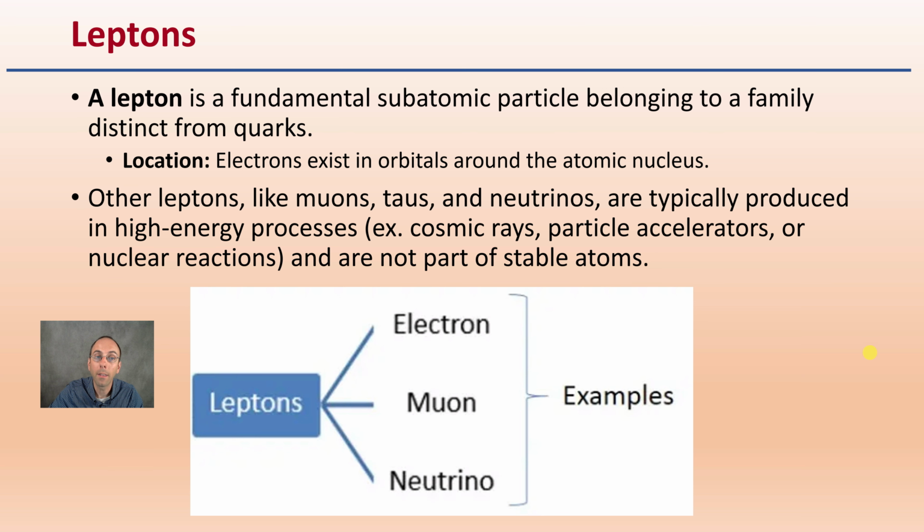Then there's also something called leptons, which are fundamental subatomic particles that belong to a family distinct from quarks. As for location, electrons exist in orbitals around the nucleus, which is dense and made up of protons and neutrons. Other leptons, the muons and taus, are typically produced in high-energy processes such as cosmic rays, particle accelerators, and nuclear reactions, but these are not part of stable atoms.